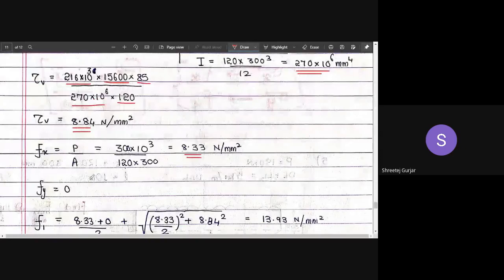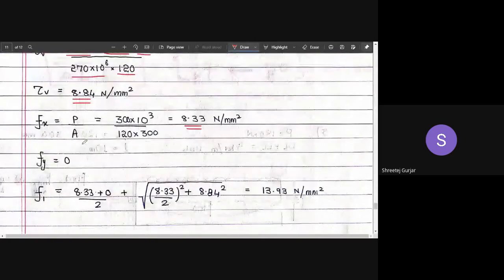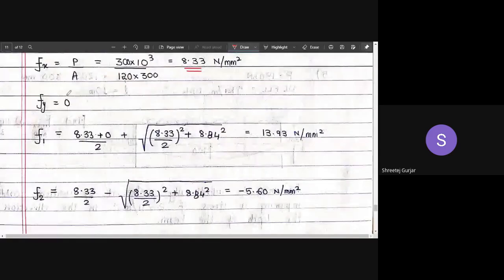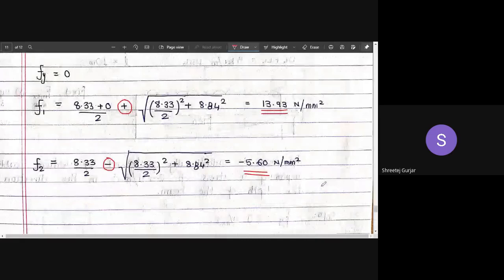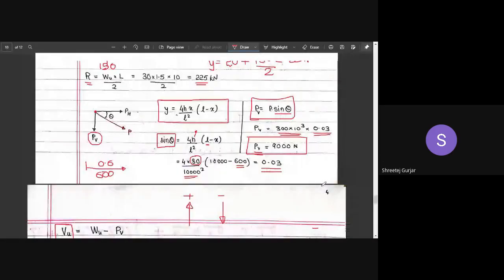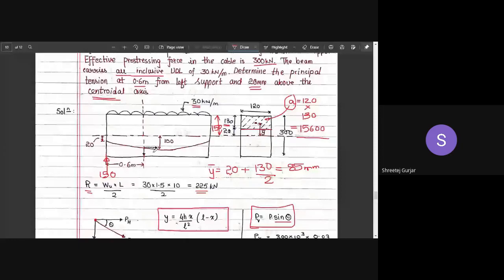Now we can substitute these values in our principal stress formula: (Fx plus Fy) by 2 plus or minus square root of ((Fx minus Fy) by 2) whole square plus tau square. It is plus for calculation of maximum principal stress, and minus for calculation of minimum principal stress. So we have calculated what was required, at this particular point.